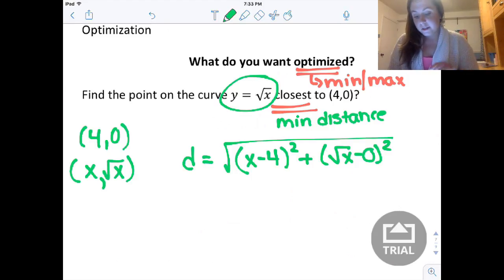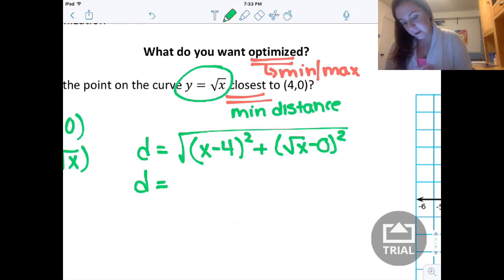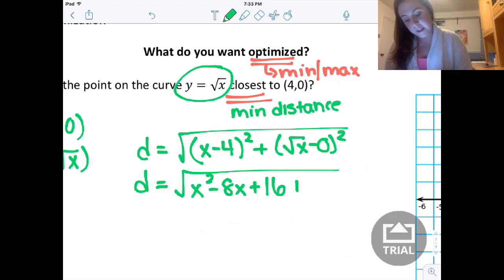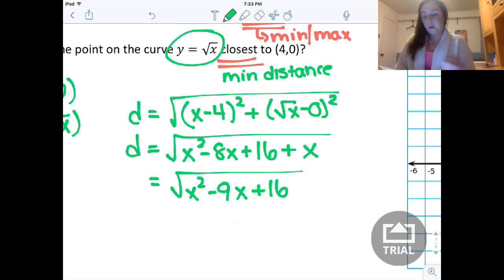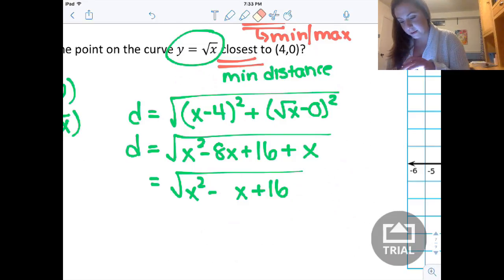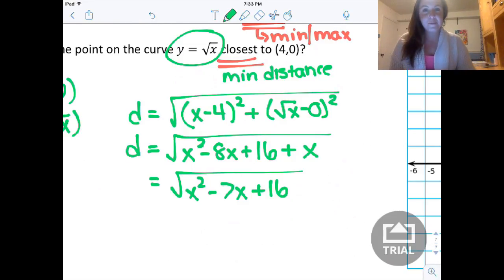Okay, so now I'm going to do square root of this. So this is just x squared minus 8x plus 16 plus the square root of x squared is just x. And so what I get is square root x squared minus 9x plus 16. Nope, minus 7x. This is why I don't do homework on days off. Okay, so now what we want to do is minimize this.